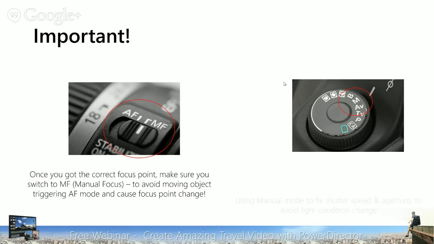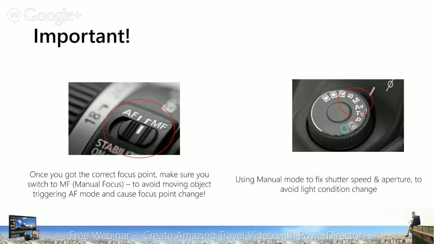And the second thing is similar. Make sure you set your camera to manual mode to fix the shutter speed and the aperture. Because on many occasions, for example, if you're shooting a sunrise or sunset, the light condition is changing a lot. So if you're using the auto mode or the aperture mode, then your shutter speed or shooting condition will vary with the light condition, which will make your video unstable. So make sure that you have manual focus and manual aperture and shutter speed so that you can get a stable image.